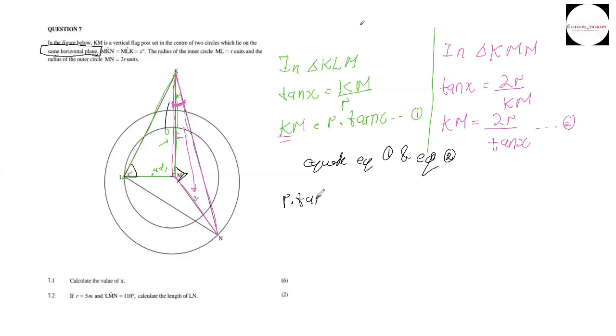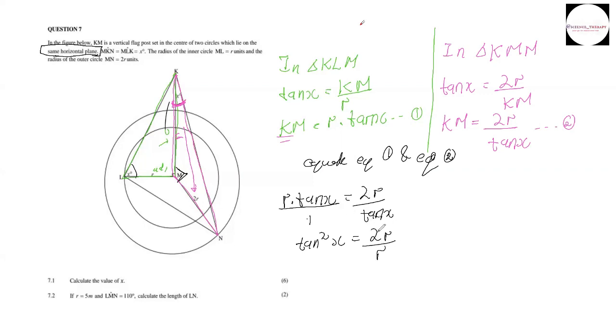So we will have r tan x is equal to 2r over tan x. Right. Now at this point, what can we do? This is over 1, remember? So we can just cross multiply this, but then bring the r over to the side. So let's just swap the position of tan x and r here. So that means I will have tan squared x is equal to what? 2r over r. Right. So I hope you understand what I did here.